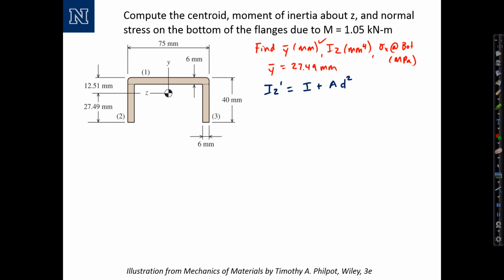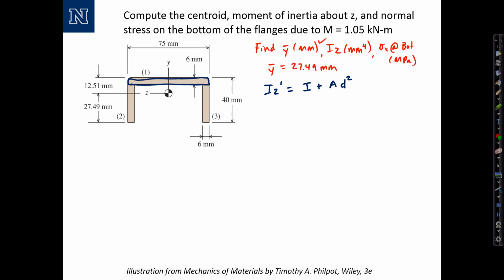In order to do this, we break the section up into different segments, which are composed of rectangles. We call section 1 this top rectangle right here, and sections 2 and 3, which are basically identical, are these two little rectangles on the side. We can calculate their area and the locations according to the dimensions given.